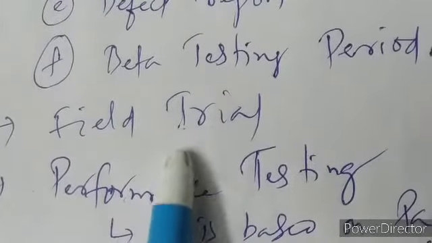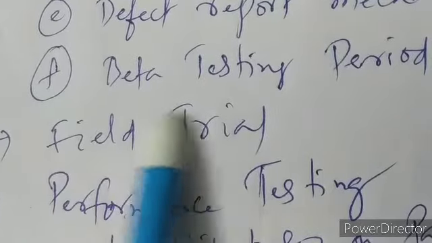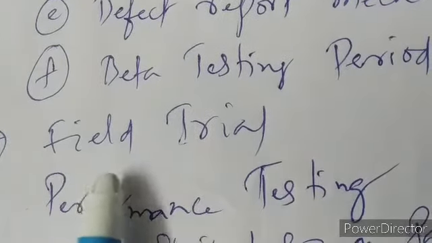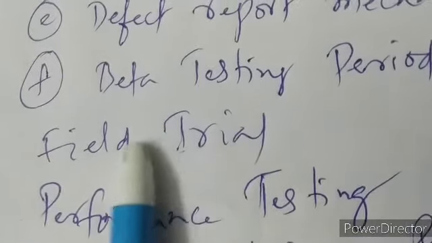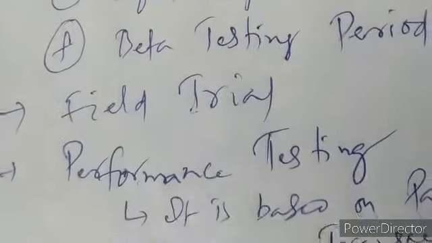Okay, the next type of testing is the field trial. Now this is also similar to beta testing, but here actual environments are used for the testing. What is actually a field trial? The real environment. In alpha testing, we test the software in the lab, and it is then taken to the real environment also.